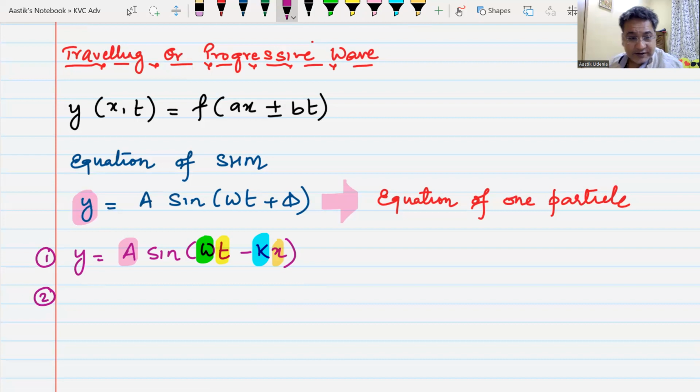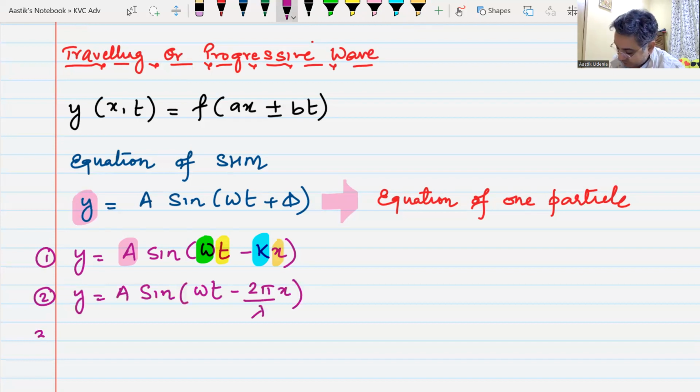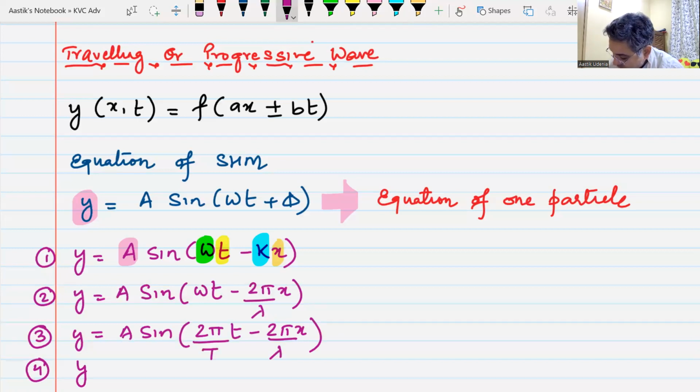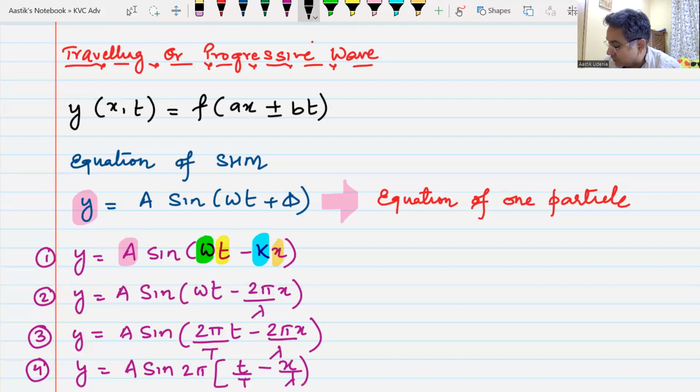Now, since we know the relation between different terms, we can write this equation in different ways, and you will have to remember all those forms. Sine of omega t minus what was k? K was 2 pi by lambda, yes or no? Yes, sir, into x. Equation number 3, y is equal to A sine of omega t can be written as 2 pi by T into t minus 2 pi by lambda into x. Are we able to understand what I'm writing here? Y is equal to A sine, I can take 2 pi outside, t by capital T minus x by lambda. Are we able to understand this, or is this going above our heads?